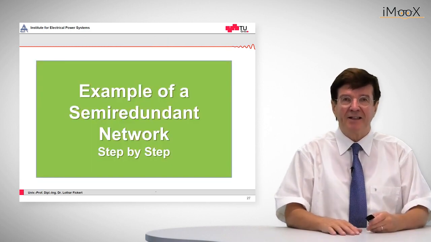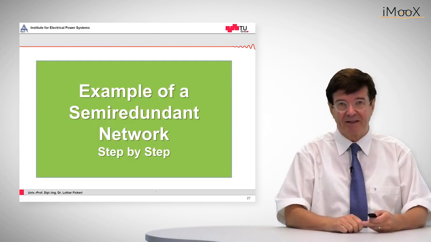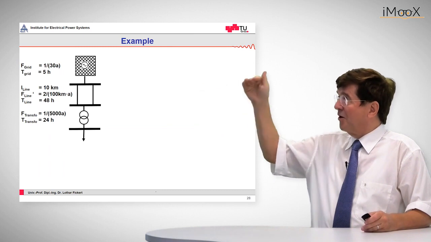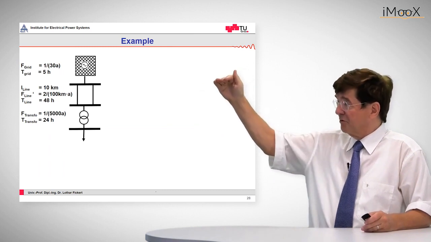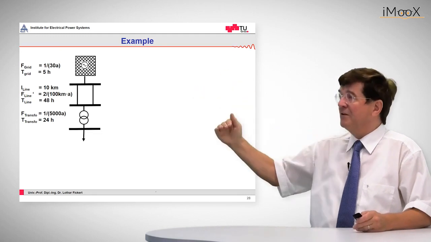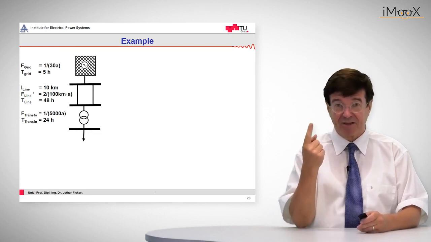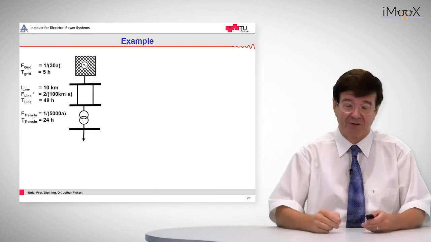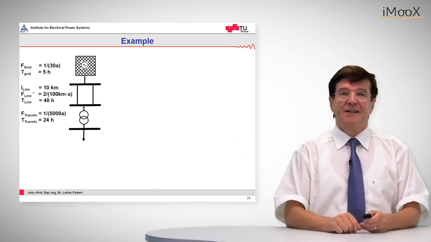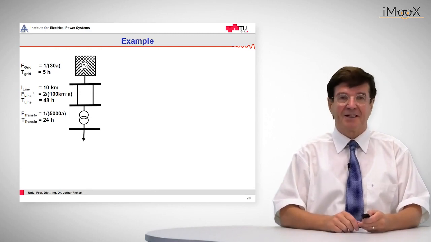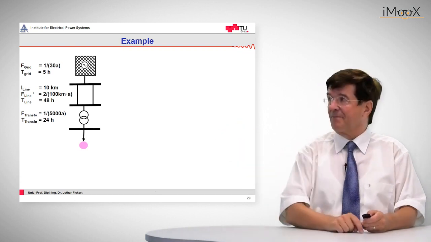So now finally let's apply this to an example of a semi-redundant network, and I go on step by step. The network can be seen here. It is an overlying grid, for example a 110 kV grid, with two parallel lines, and in series to this one transformer. It is semi-redundant because it is redundant concerning the lines, we have two of them, but non-redundant concerning that transformer. On the left side of each element you can see the average frequency and the average outage time. And now we start to determine the frequency and the non-availability at the observation point, that is the consumer at the end of this line.